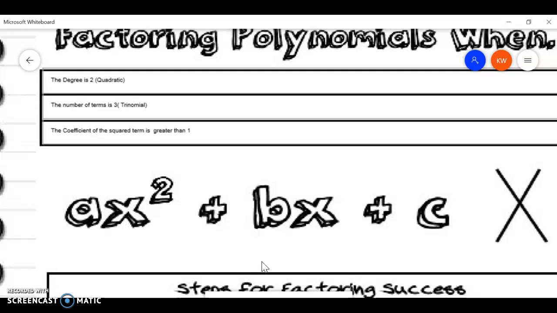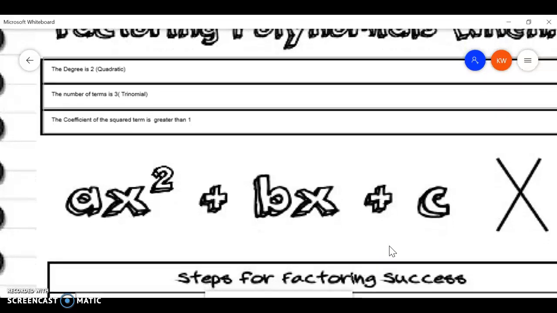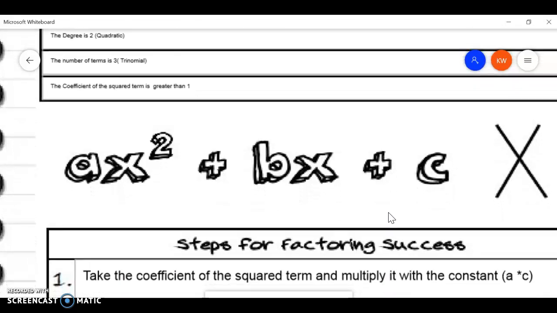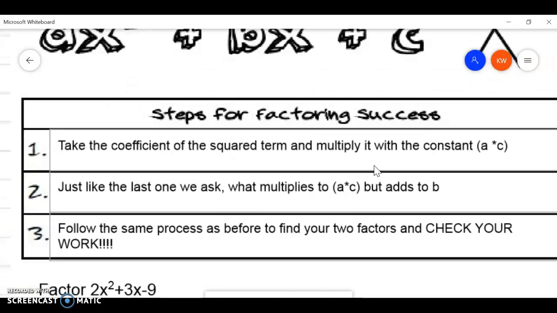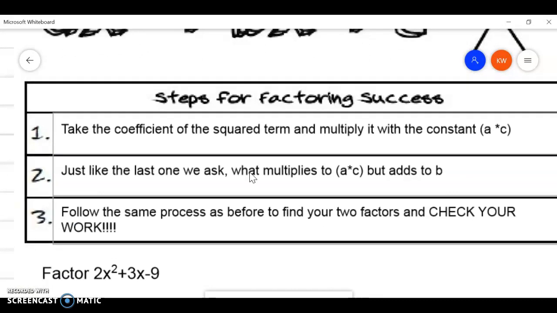All right, now the steps for this, there's a little less steps than we had for the previous one, but we're still going to go through and use the steps from that previous method. So let's scroll down, let's look. All right, first step, we are going to take the coefficient of the square term and multiply it with the constant. So we're multiplying what's in front of x squared times c, what's in the back.